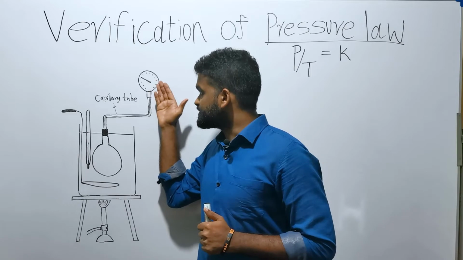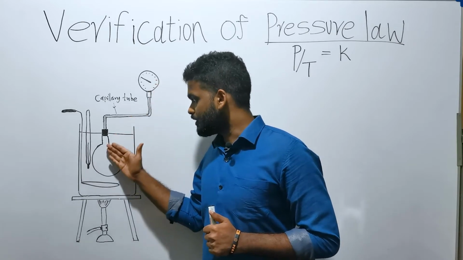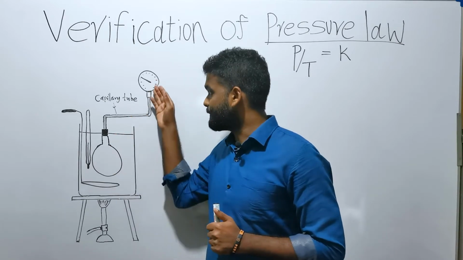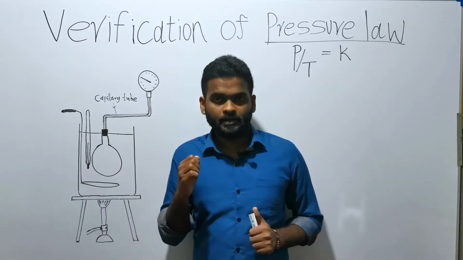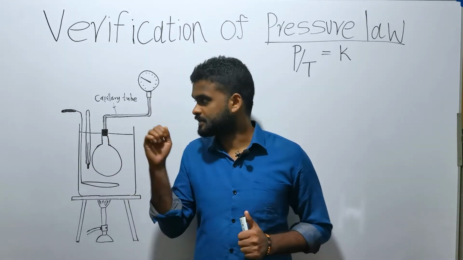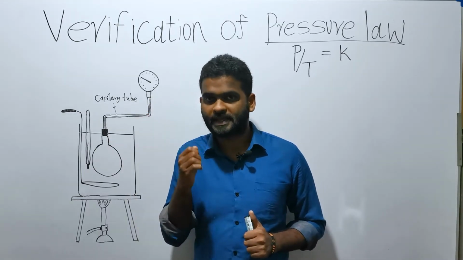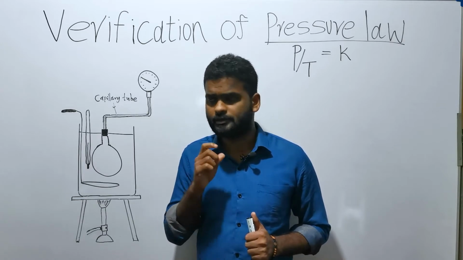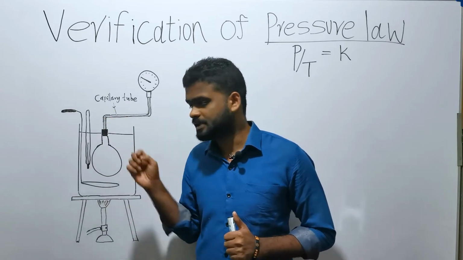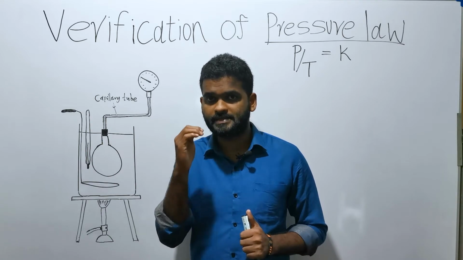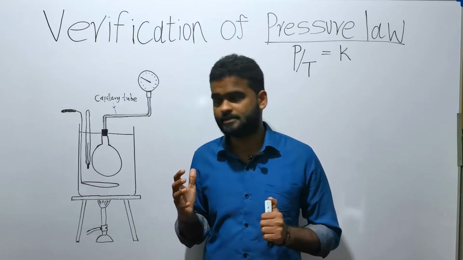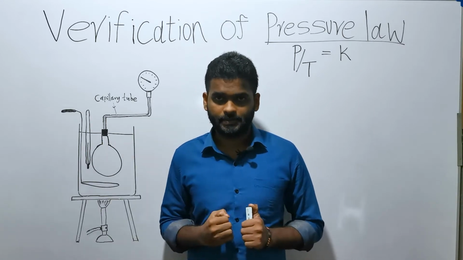The pressure gauge is connected to the round bottom flask by a capillary tube. The reason for using this capillary tube will be explained later. And also this thermometer is calibrated from 0 to 100 degrees centigrade. Okay, that is the experimental setup.